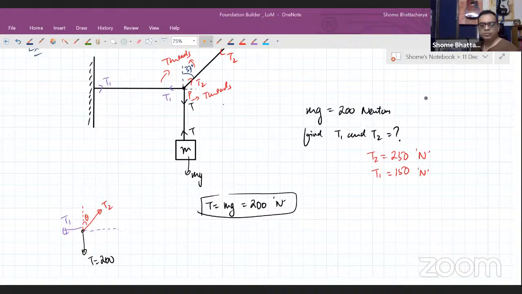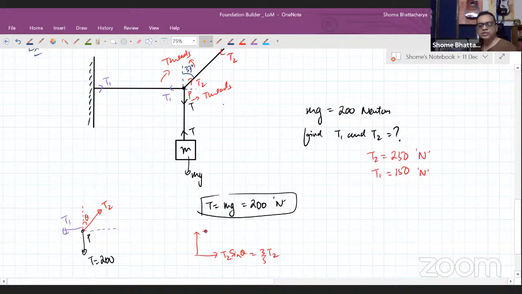So at the point where the three strings are knotted together, tension T acting downwards equals the weight of the block. So that's 200 newtons. Tension T2 acting along this string is at 37 degrees, theta equal to 37, like this. So now resolve this tension T2. You will get this component as T2 sine theta.